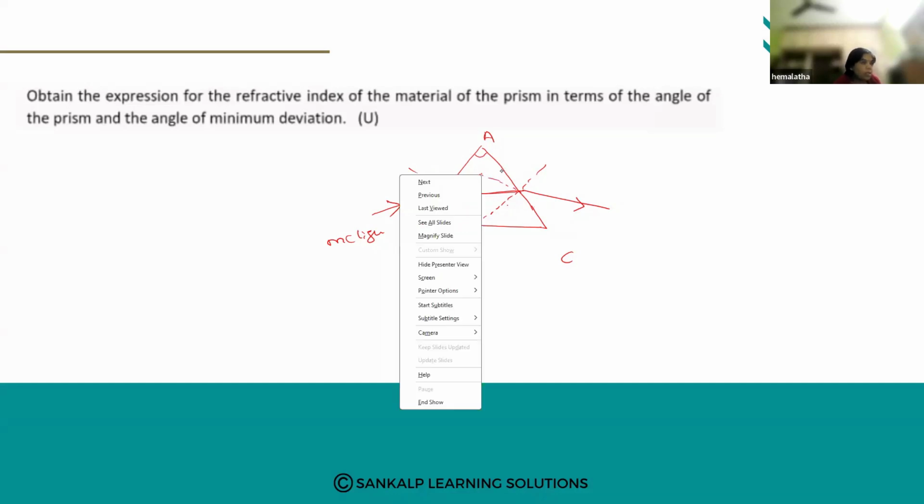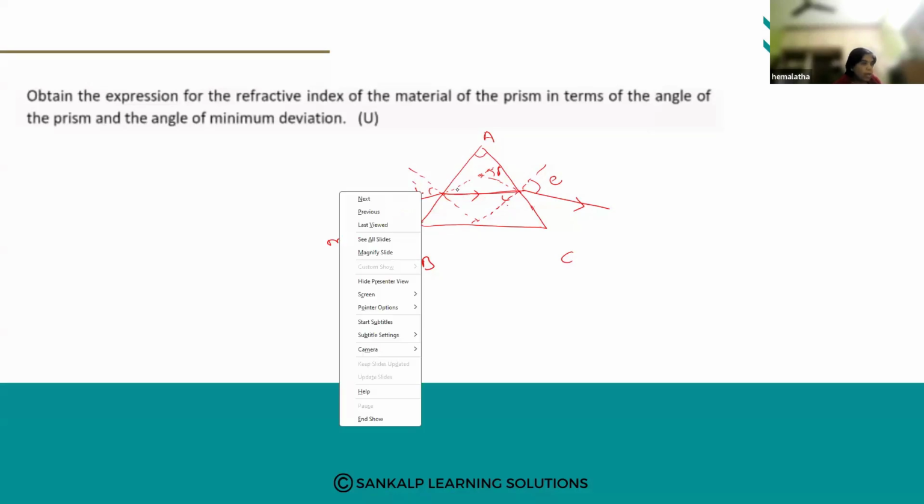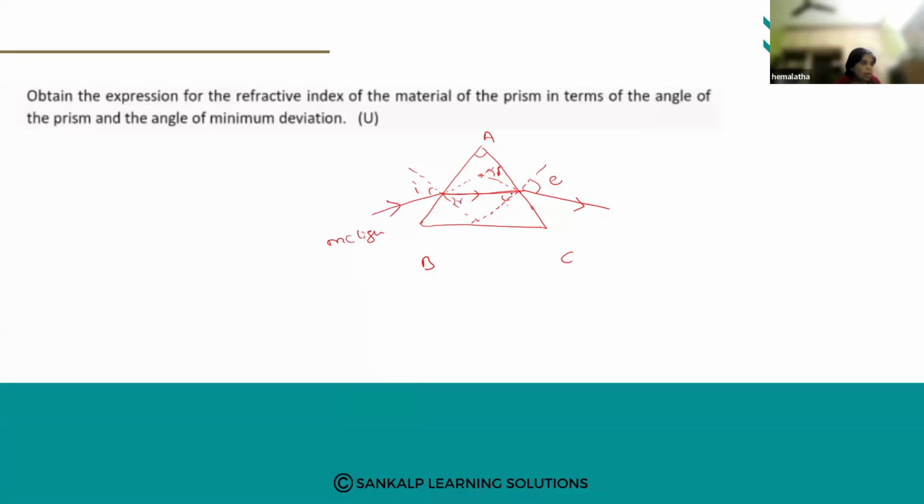So suppose this is known as the angle of deviation, delta. This is the angle of emergence. Not this, this is I1, the angle of incidence. Next one is the angle of refraction, R. Here it is R1 and R2. Very important, these things you have to mention. This is delta, the angle of deviation.